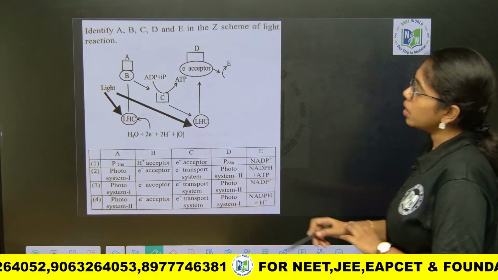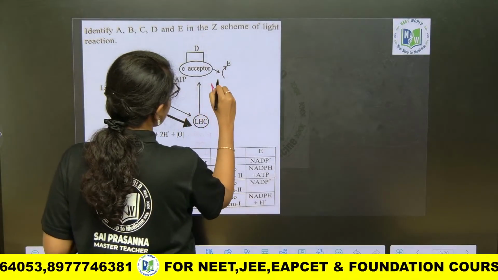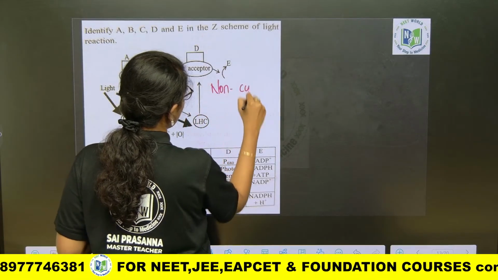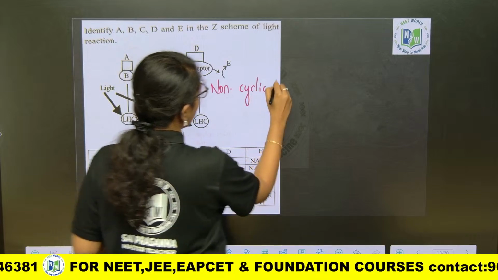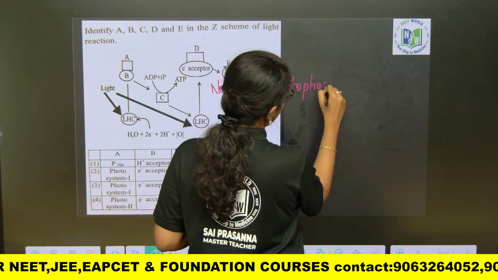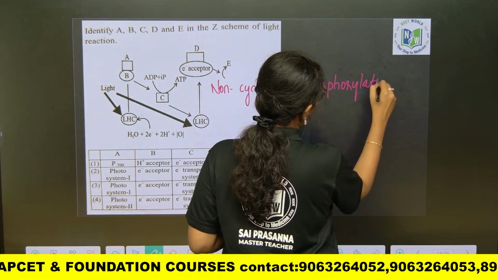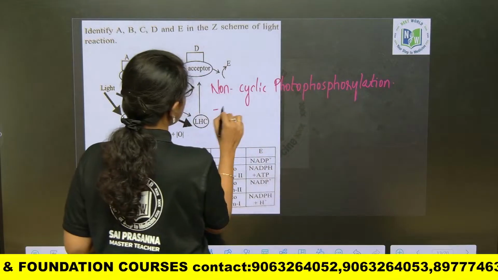Identify all these labelings which are provided from what? Non-cyclic photophosphorylation. Or you will also call it as what? Z scheme.